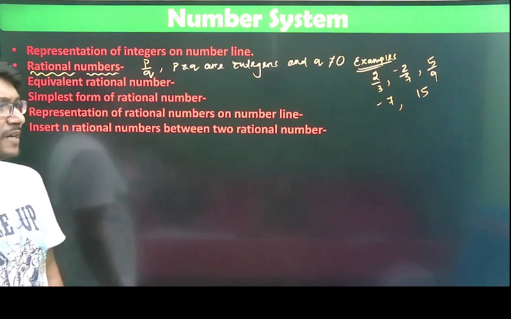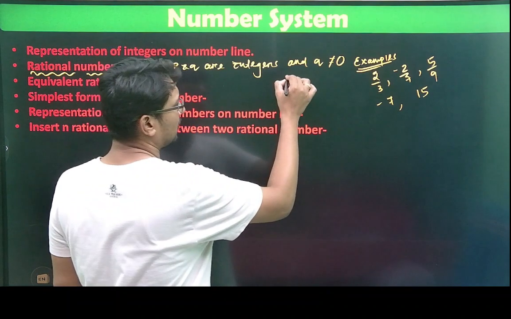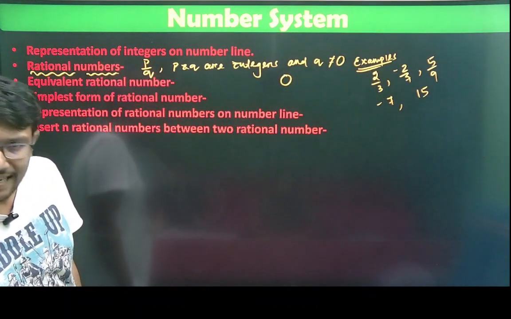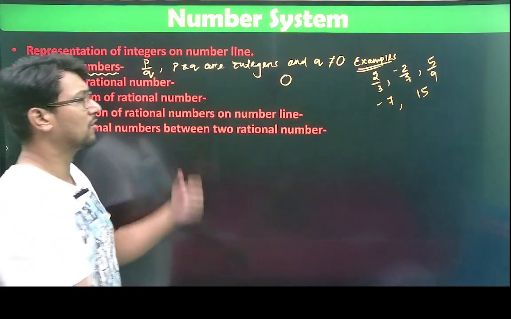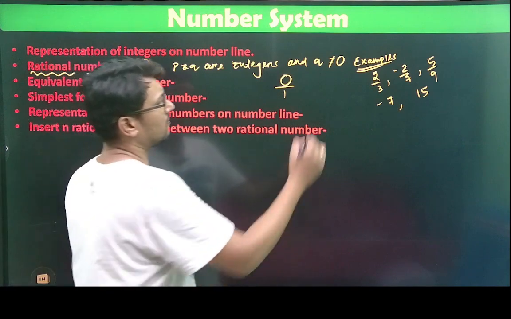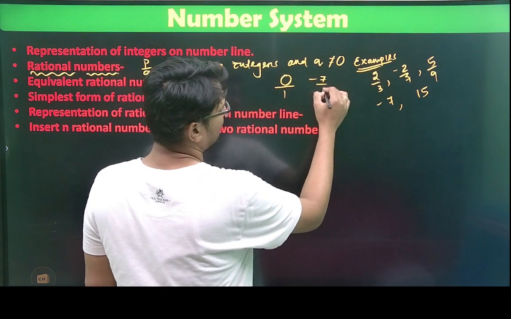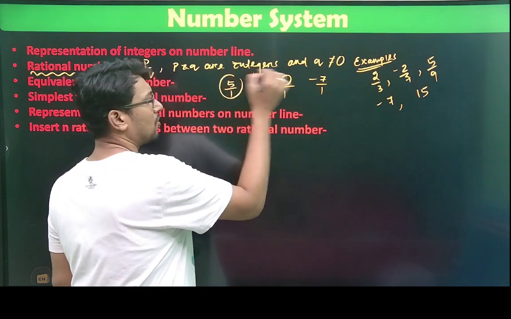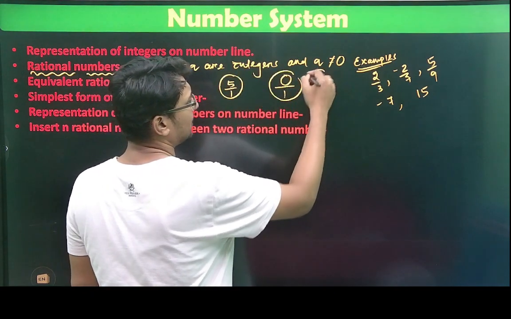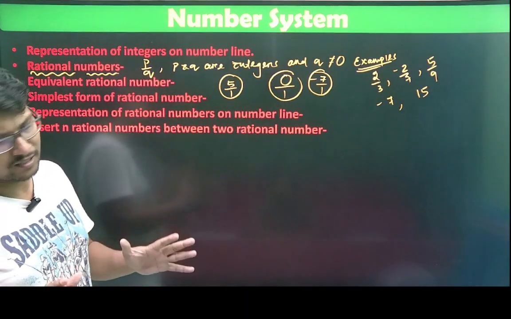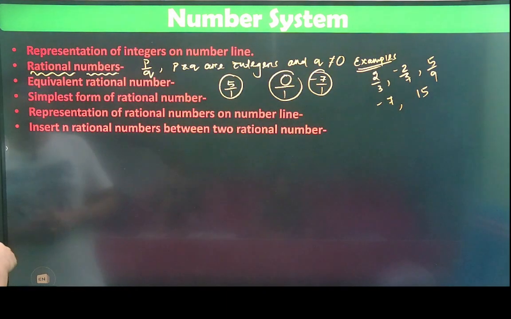So if I'm asking you 0, 0 is a whole number, but is 0 a rational number? Answer is yes. Why? Because 0 can be expressed as 0 by 1, P by Q form. Minus 7 can be expressed as minus 7 by 1. 5 can be expressed as 5 by 1. So all are in P by Q form. P by Q means rational number. Done. Are you clear?